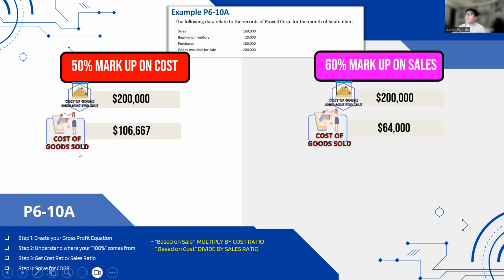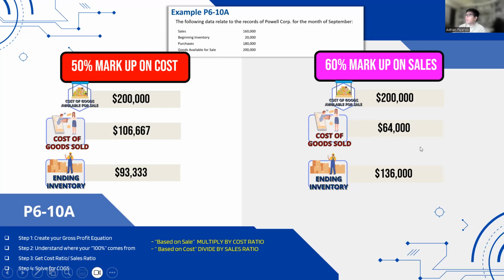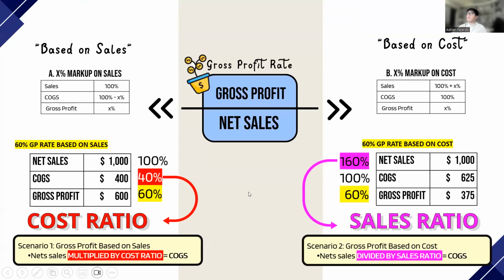So, dahil alam mo na yung cost of goods sold, and you know that your COGS is 200,000, you can now get your ending inventory na 200 minus 106,667 is 93,333. And yung 200,000 minus the COGS of 64,000 will give you your ending inventory 436,000. So, ito lang yung framework na aaralin nyo for subtopic 3, the estimation 1, which is gross profit.